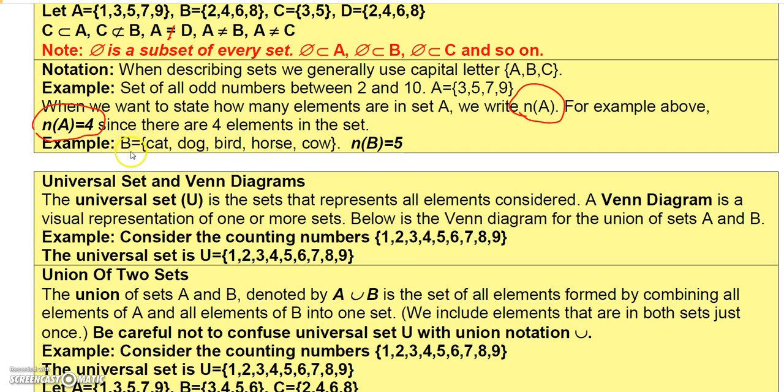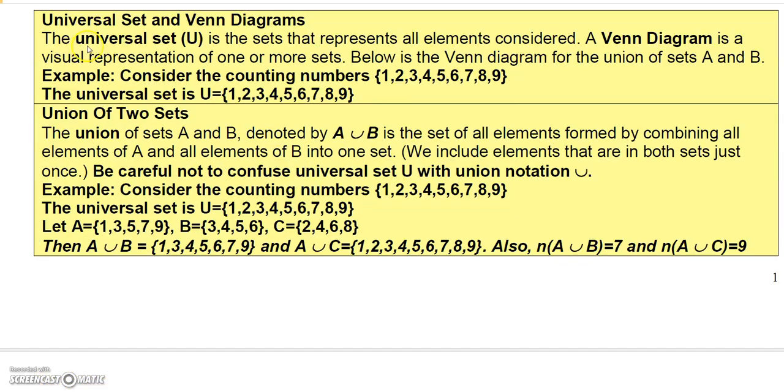And here's another example. Let's say the set contains a cat, a dog, a bird, a horse, and a cow. The number of elements in that set would be 5, because there are 1, 2, 3, 4, 5 elements there. The universal set, denoted by U, is the set that represents all elements considered. And a Venn diagram is a visual representation of one or more sets. I have some Venn diagrams on the next page that I'll show you.